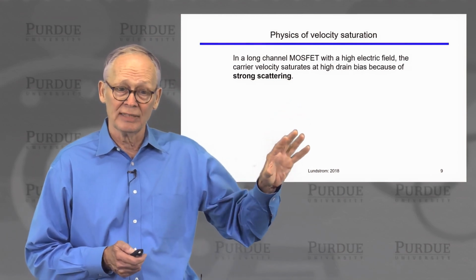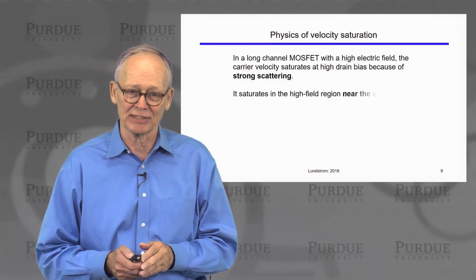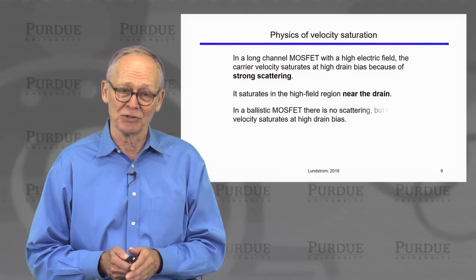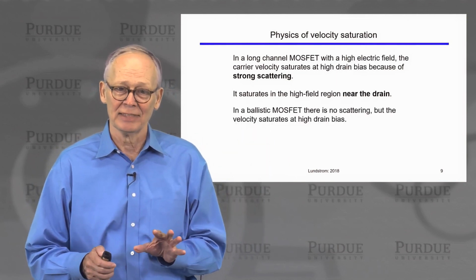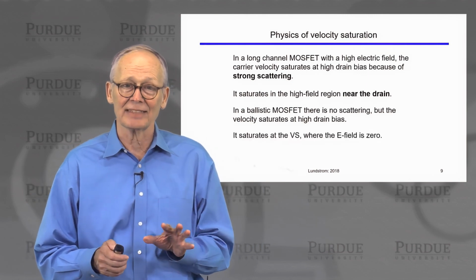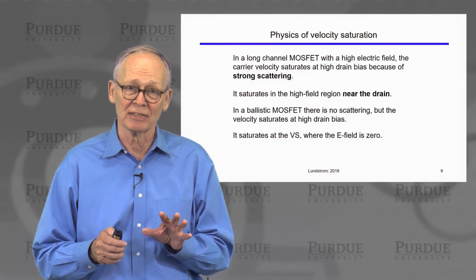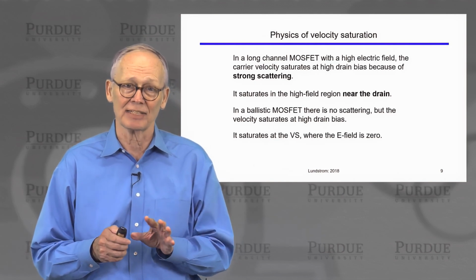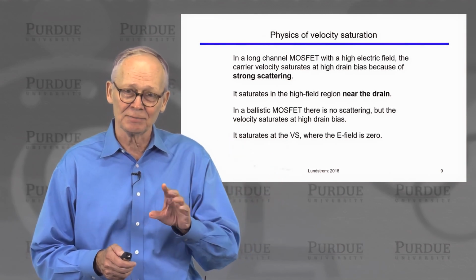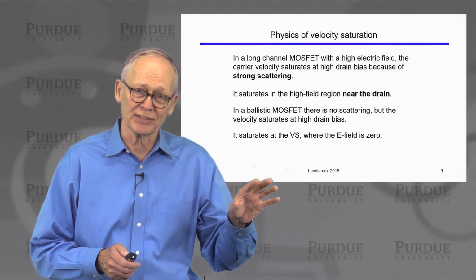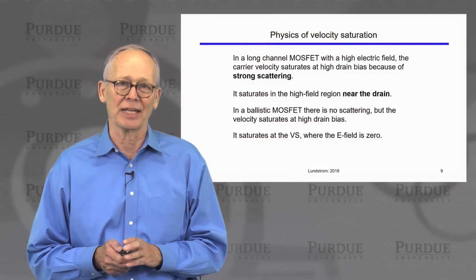But we can point out that in a long channel MOSFET, it's scattering that saturates the velocity, and it happens near the drain. In a ballistic MOSFET, there is no scattering, and the velocity saturates at the top of the energy barrier between the source and the channel. The electric field is zero at the top of that barrier. So it saturates at the source, not the drain. It saturates where the electric field is zero, not high. That's really interesting to understand how that happens.